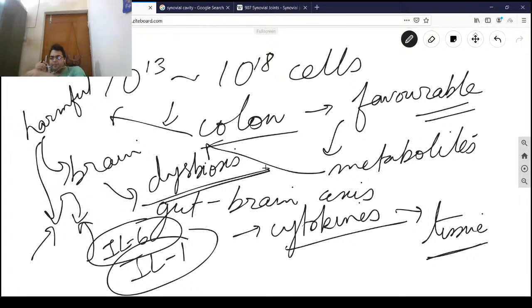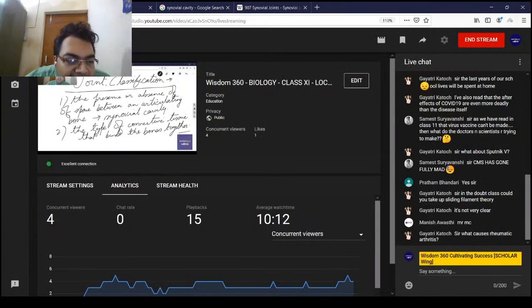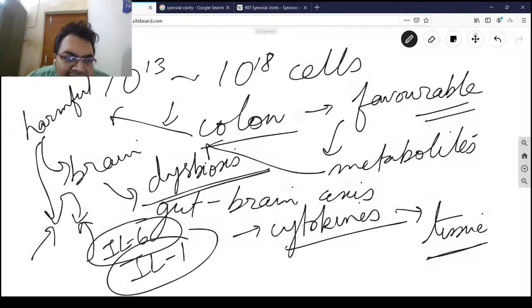Like if I drop a bomb where one terrorist is there, the bomb will kill 10 more innocent people who are standing nearby. So the terrorist is killed, but the nearby people are also killed. That is like collateral damage, Gayatri. That is how we can think of what is happening.